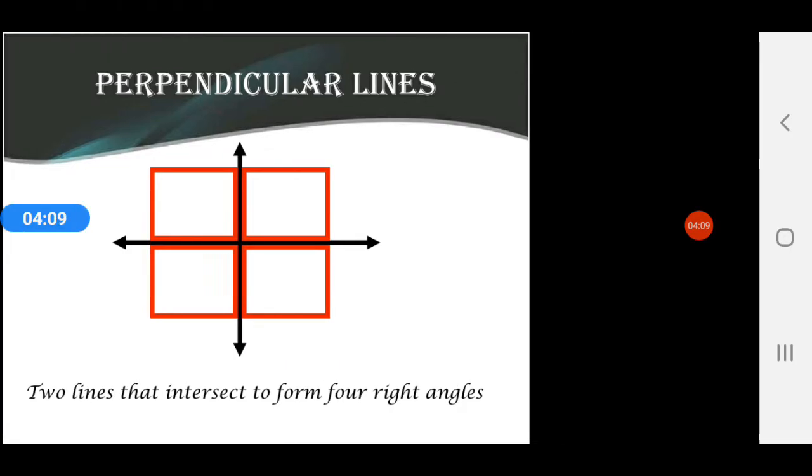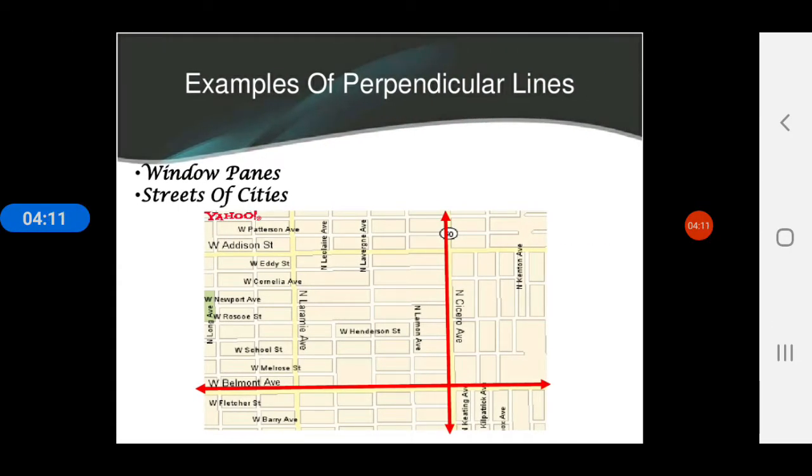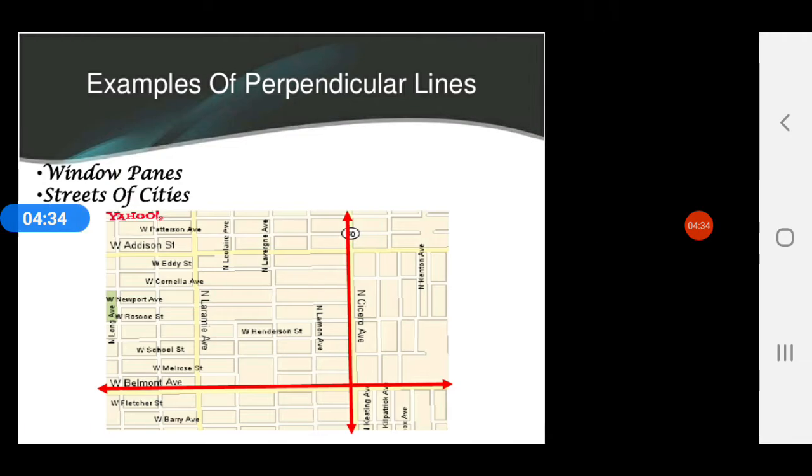These are perpendicular lines. When two streets cut each other at 90 degrees on crossroads, it is an example of perpendicular lines. Window panes, there are few window panes in which you can see perpendicular lines. You can think of some more examples of perpendicular lines.